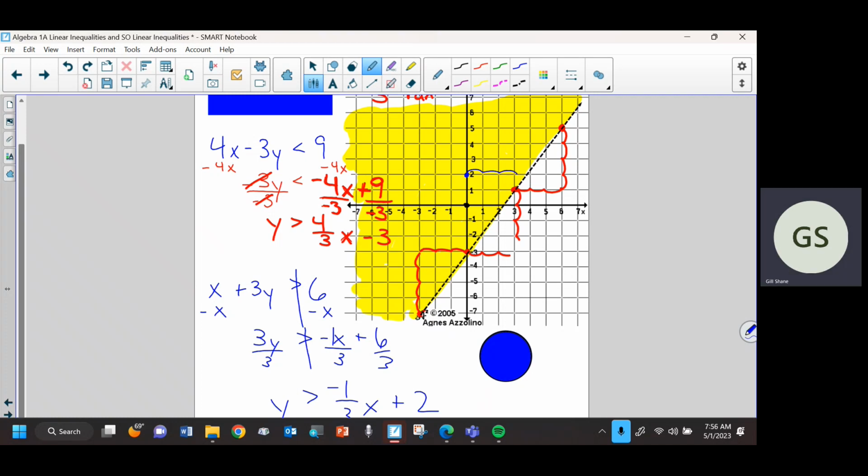Negative 1 for the rise means I go which direction? Up or down? Down. That's where the lines are going to meet because I landed right on top of that dot. But I'm still going to keep going 3 to the right, 1 down to draw a straighter line.